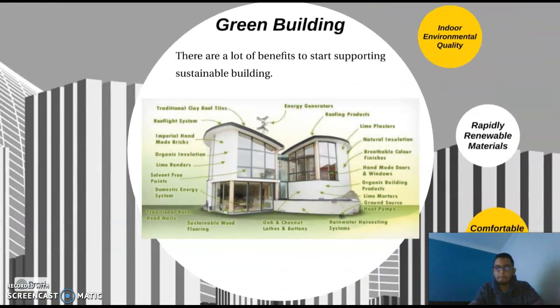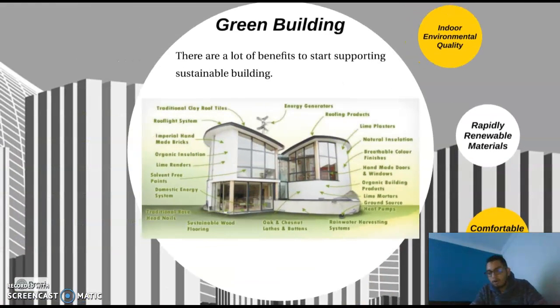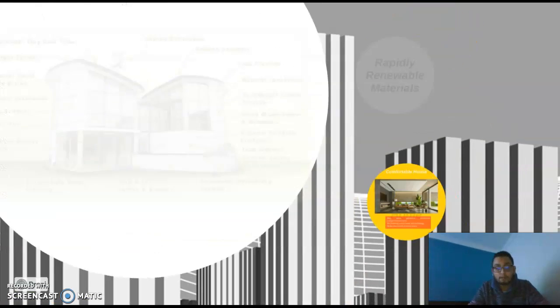The other component is the rapidly renewable materials, for example, wood, bamboo, and cotton. With those materials you are going to help the local economy. Those materials are bio-based products, and obviously these materials help to reduce the transportation impacts that the construction industry generates every day. And the other is the comfortable, sustainable home.